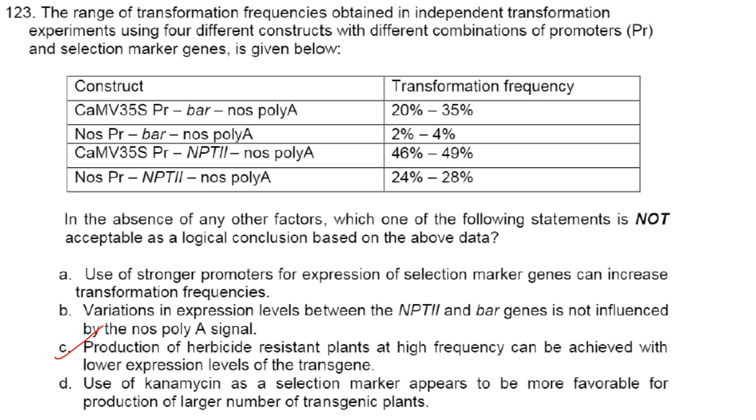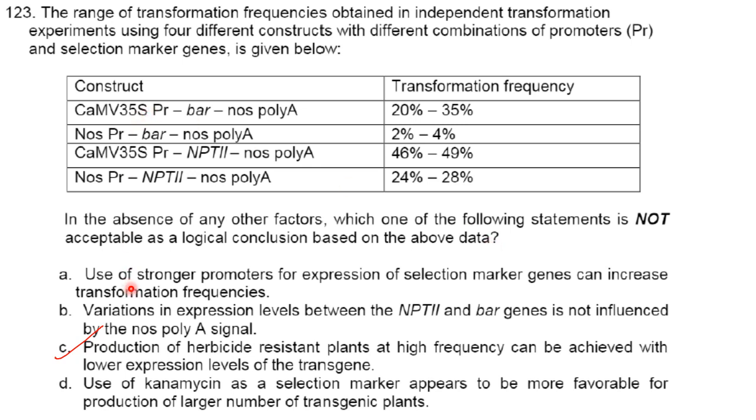Then next one, the range of transformation frequencies obtained in independent transformation experiments using 4 different constructs with different combinations of promoters and selection marker genes is given below. In the absence of any other factors, which of the following statements is not acceptable as a logical conclusion based on the above data?